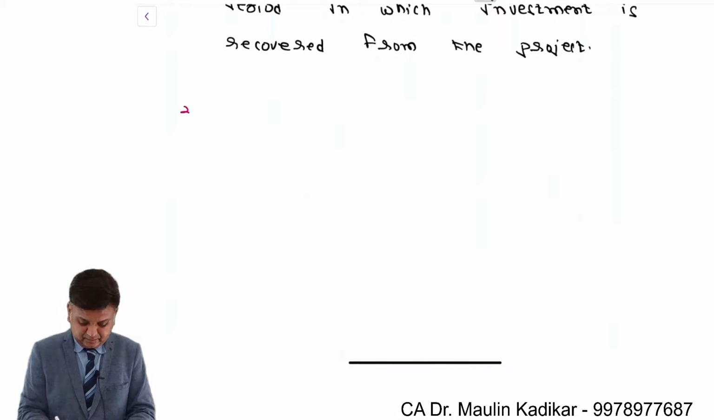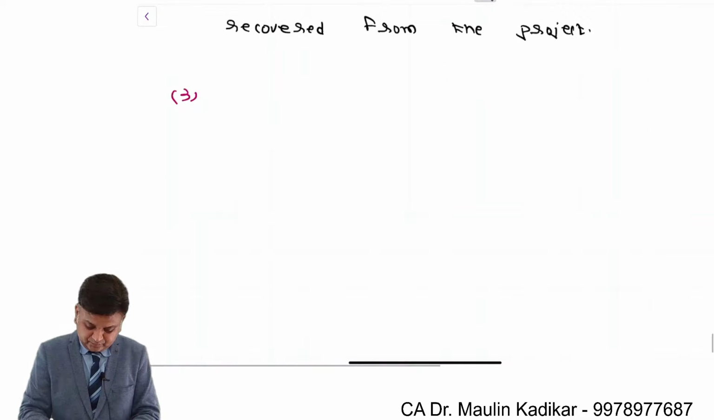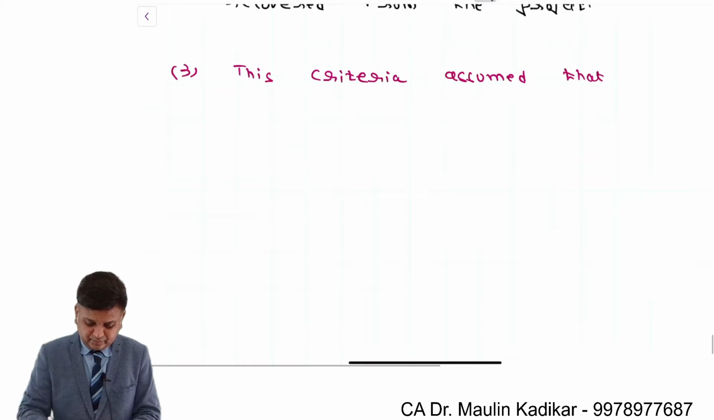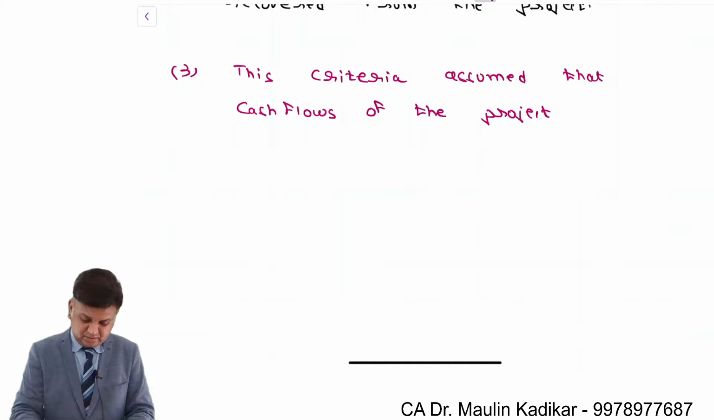Third, this criteria assumes that cash flows of the project are evenly spread throughout the year.